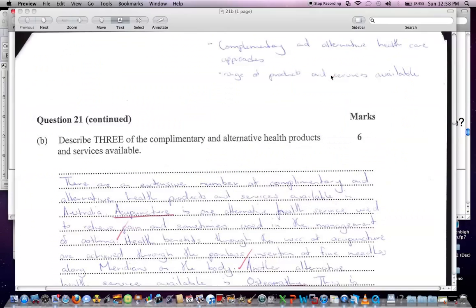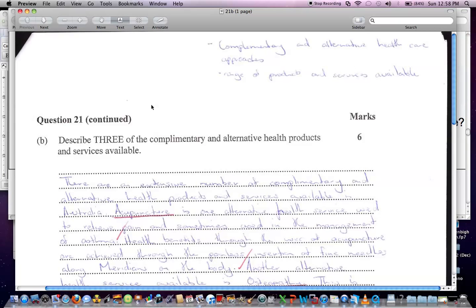If we go and have a look at the actual question here, so again it says describe 3 of the complementary and alternative health products and services available. Key part here is describe, so that's going to be the characteristics and features, as well as we need to talk about 3. So it must be 3, and looking at the characteristics and features of them.